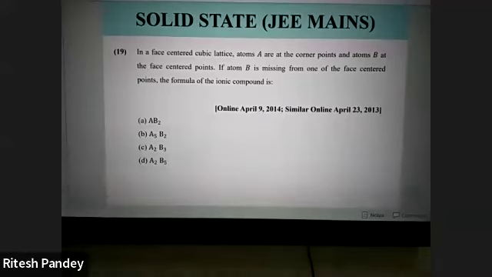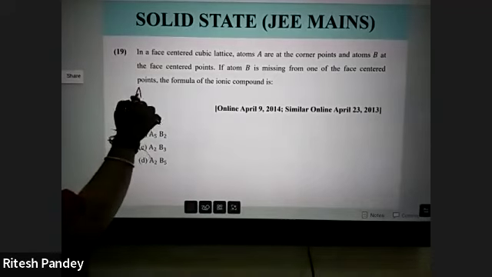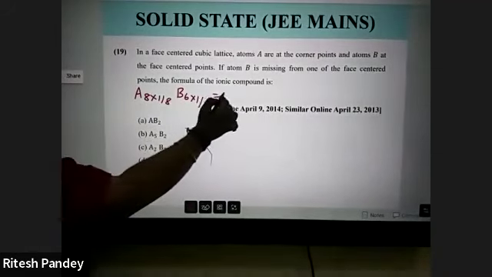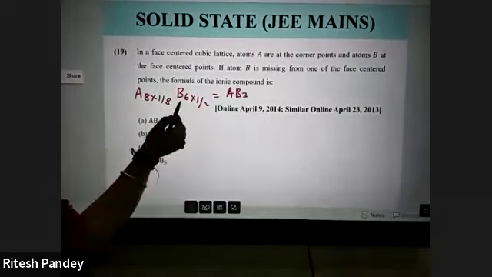A is at the corner and B is at the face center. So A is at all the corners and B is at the face centers, so A is 1 and B is 3. That's a simple case. A is 8 into 1 by 8 and B is 6 into half, which is AB3. That's the routine case.